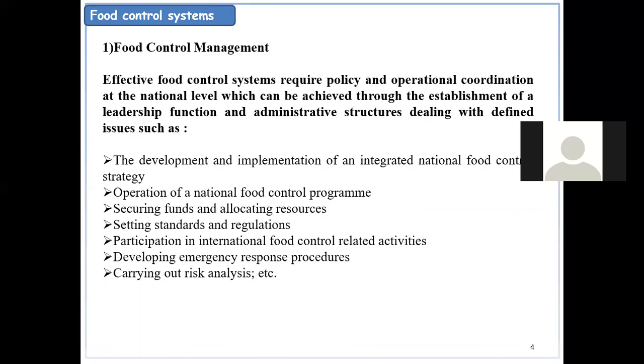So when I say food control management, what does it mean? It means a managerial level that will effectively control the system by enacting policies and by coordinating at the national level. How can we do that? It's very important to adopt an integrated national food control strategy.